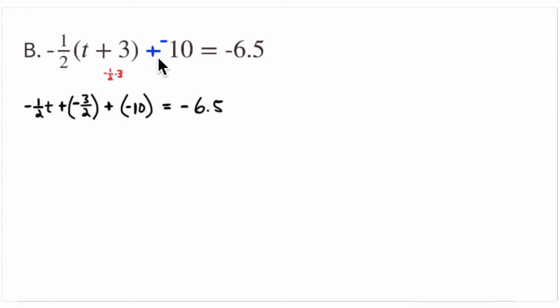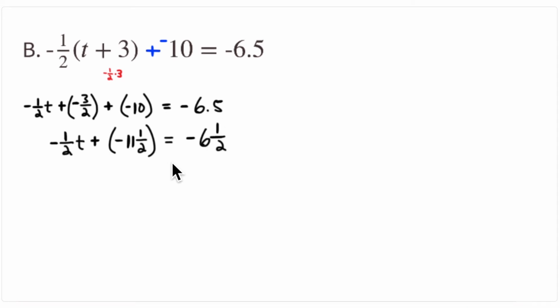And then I'm going to change the subtraction of a positive 10 to adding negative 10. So adding negative 10, and it equals a negative 6 5/10. All right, so now we have a negative 1/2 t plus, and this is interesting, a negative 10 plus a negative 3/2. So this is similar to the previous problem in that you have a negative integer, and you're adding that to a negative fraction. So that's more negative. So this is a negative 11 1/2. So a negative 10 3/2 is the same as a negative 11 1/2. And that equals a negative 6 1/2.